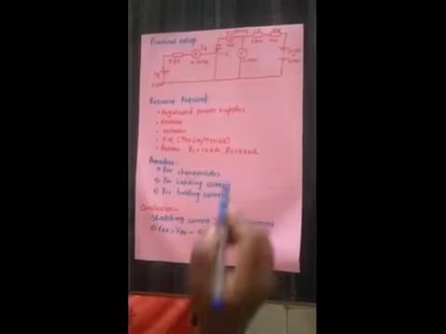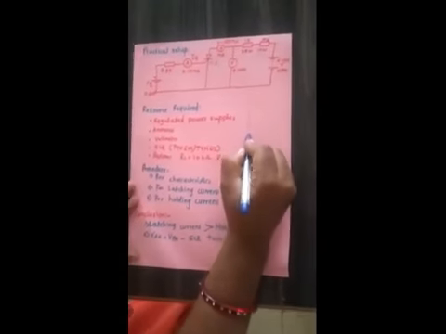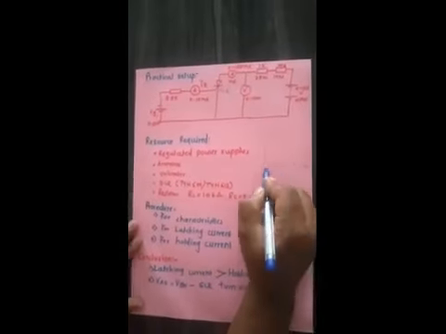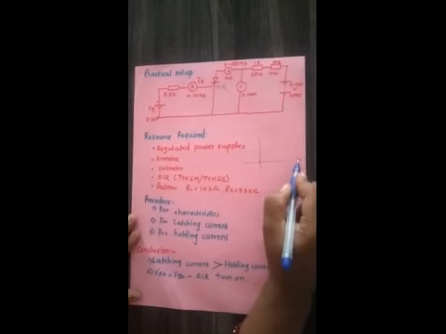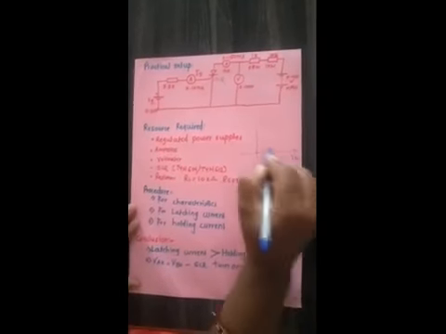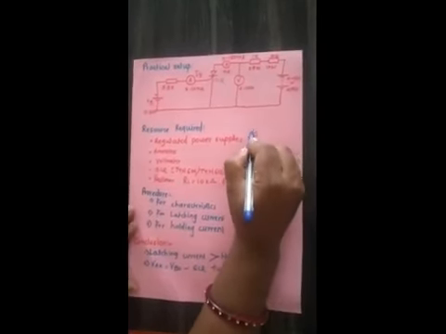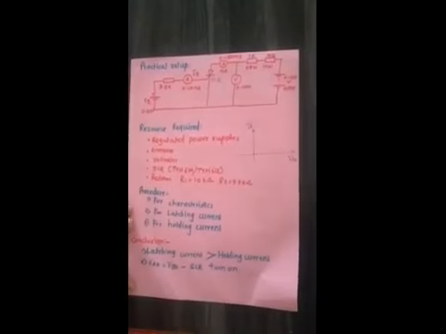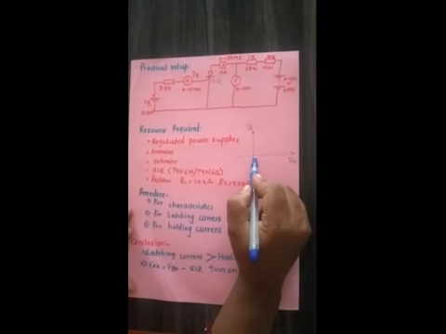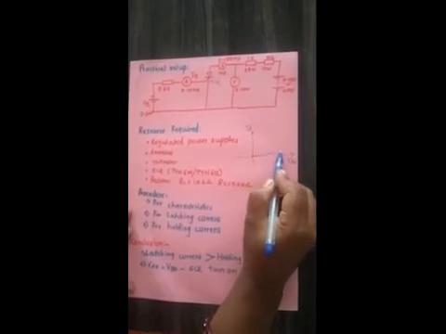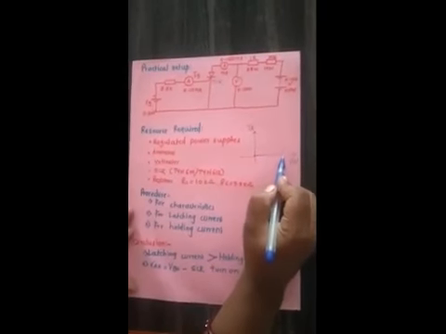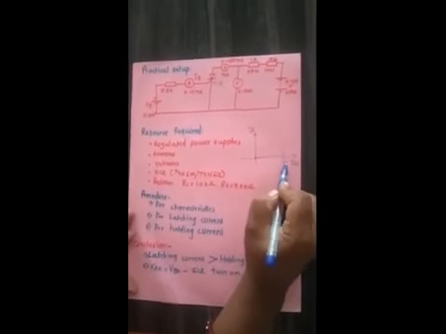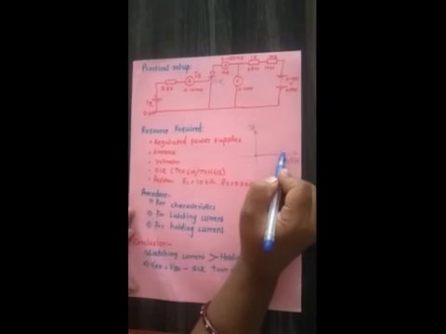Then you can easily draw the VI characteristics of the SCR. On the x-axis there will be the voltage between anode and cathode, and on the y-axis there will be the anode current. When Ig is equal to 0, the value at which your SCR goes on is called VBO, that is the breakover voltage.